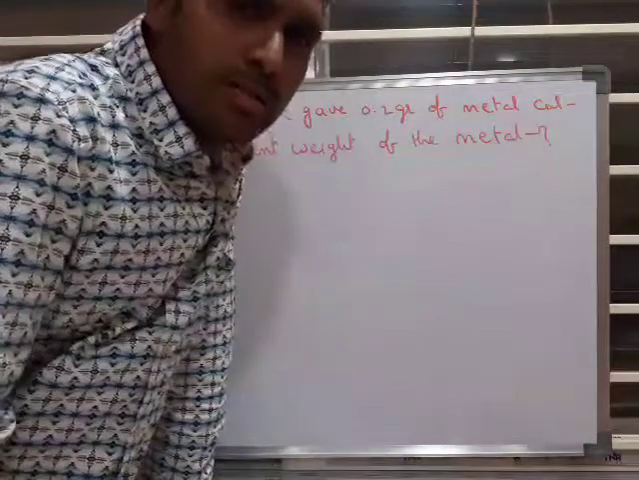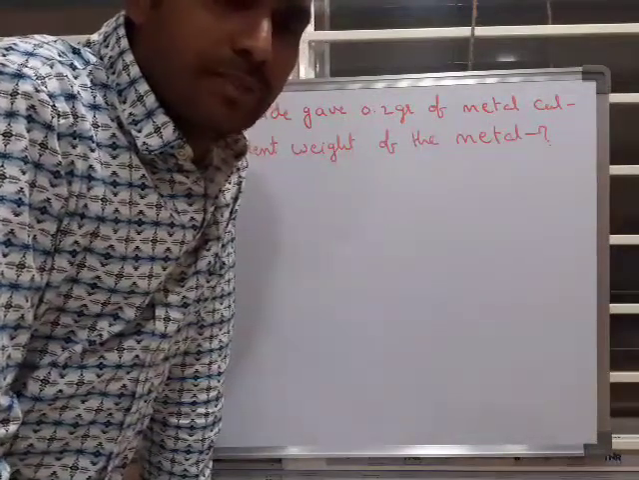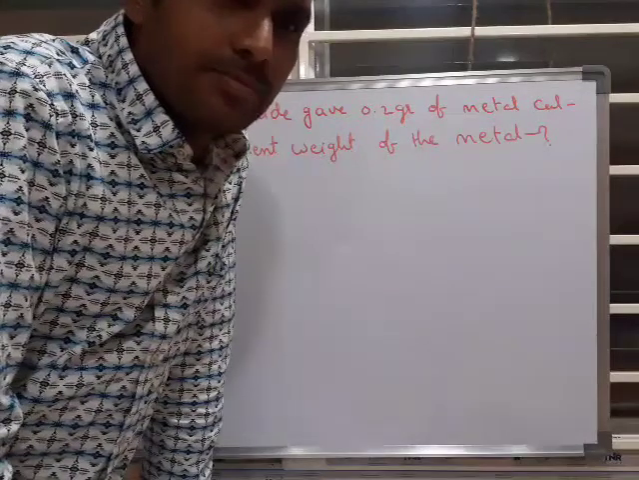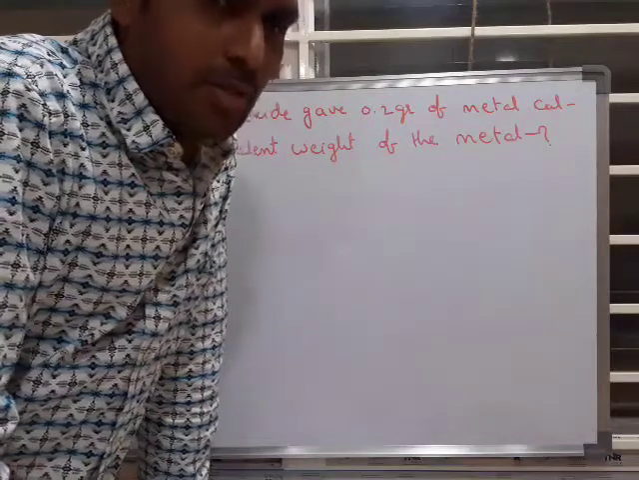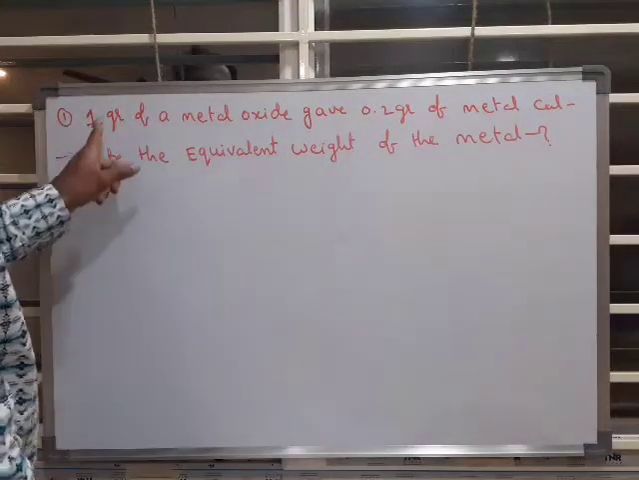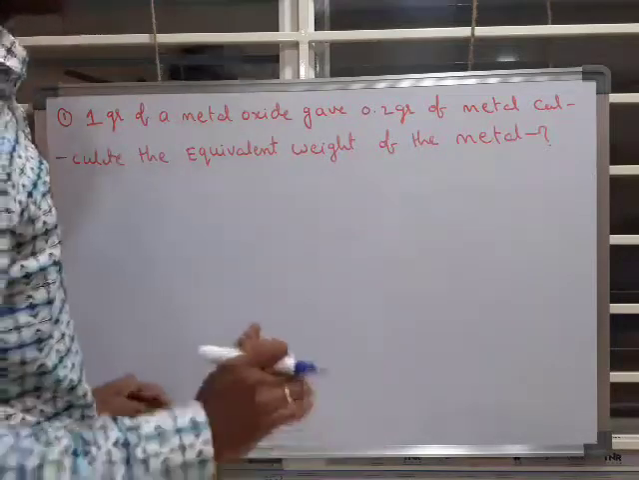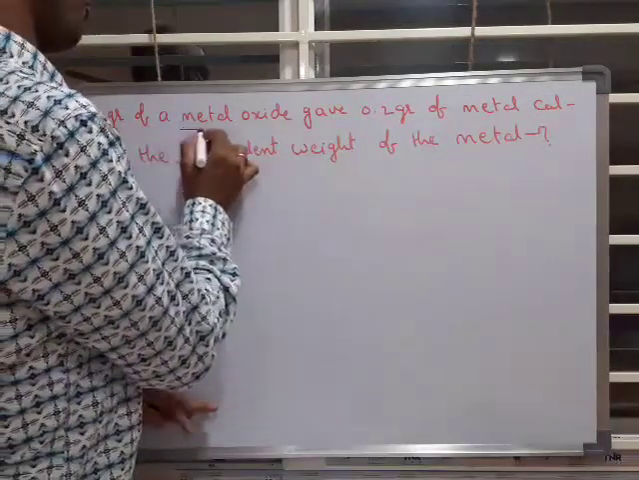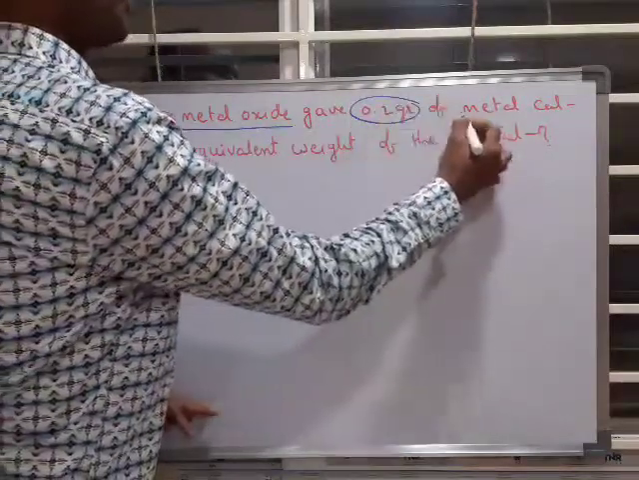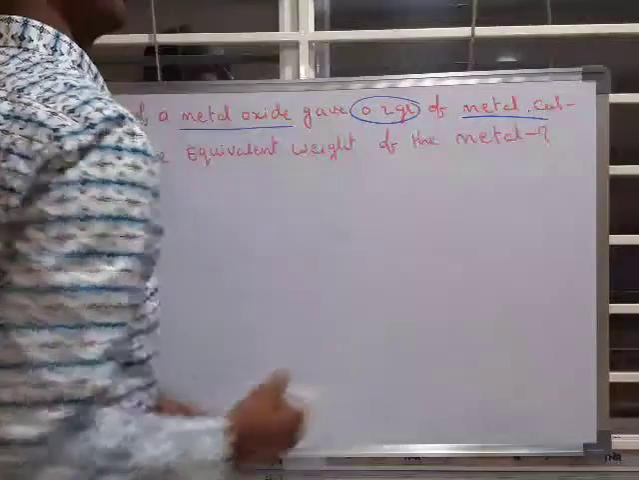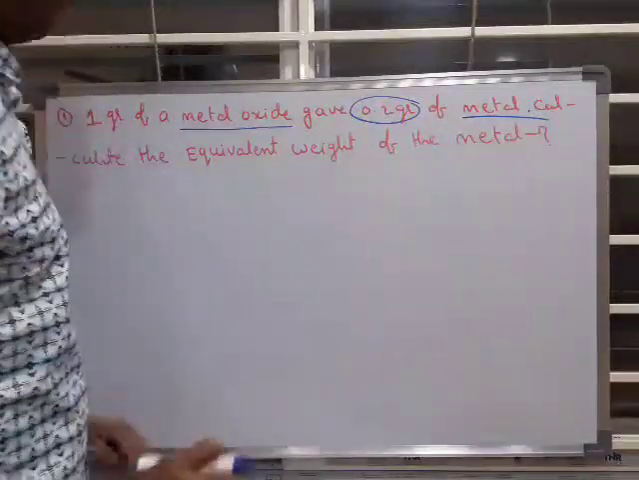So, hello students. Today we see the calculation of equivalent weight of different elements that undergo redox reactions. Okay, so first see. 1 gram of a metal oxide. There is no particular metal given. It is given that 1 gram of a metal oxide gives 0.2 grams of metal. So we have to calculate the equivalent weight of the metal.